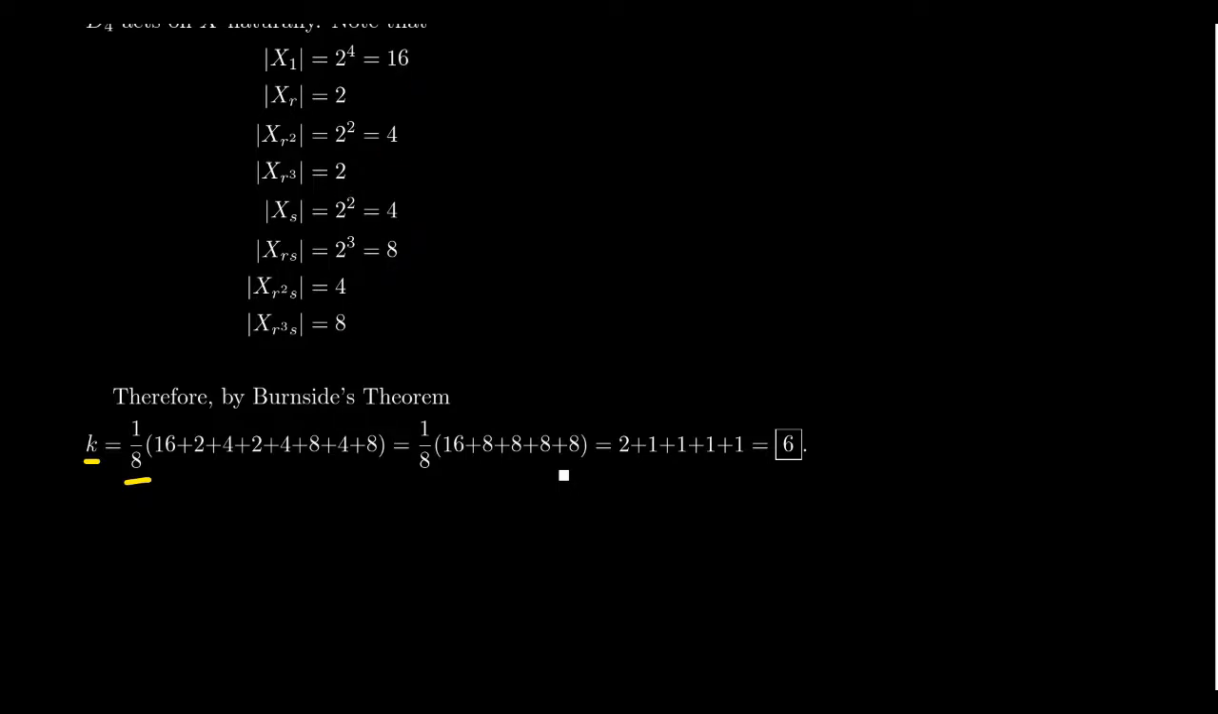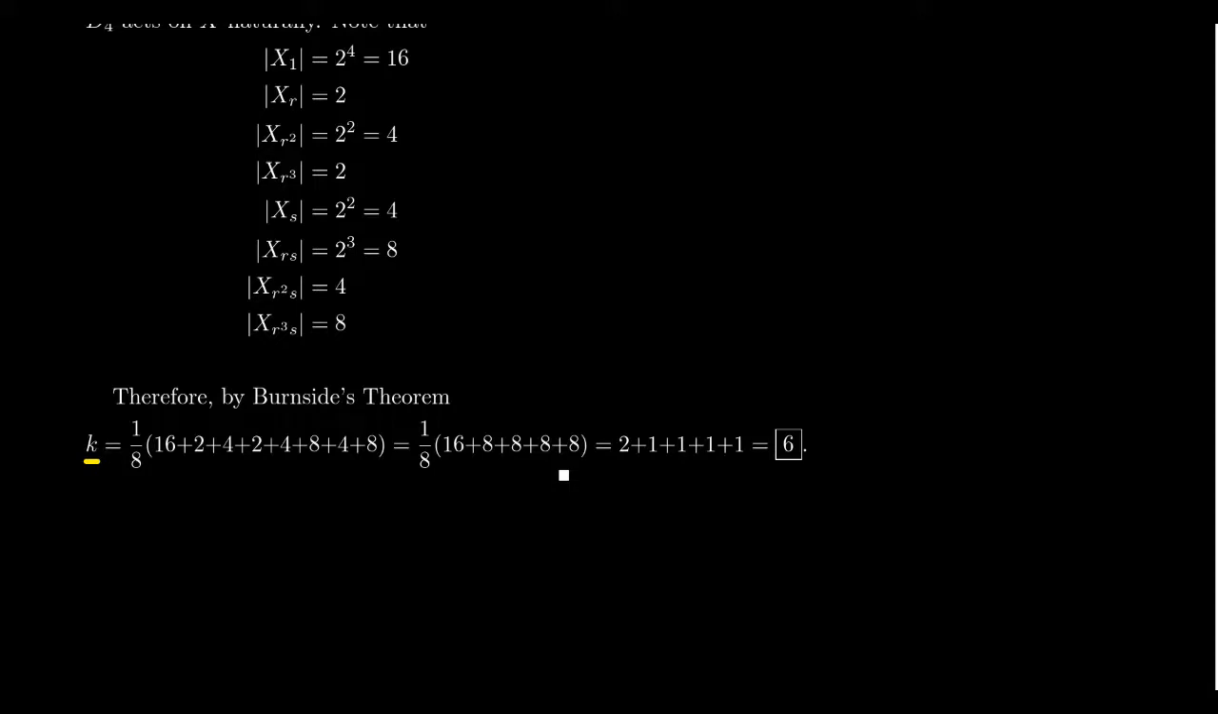for which, while some of these numbers don't look like they're divisible by 8, notice if you take 2 plus 4 plus 2, that's an 8. 4 plus 4 is 8. You actually get 16 plus 8 plus 8 plus 8 plus 8. All of these are actually divisible by 8, which of course has to be the case. The number of orbits is an integer, yet you're dividing by an integer. That means this has to add up to something that's divisible by 8. So 16 plus 8 plus 8 plus 8 plus 8 is divisible by 8. You get 2 plus 1 plus 1 plus 1 plus 1, which adds up to 6.